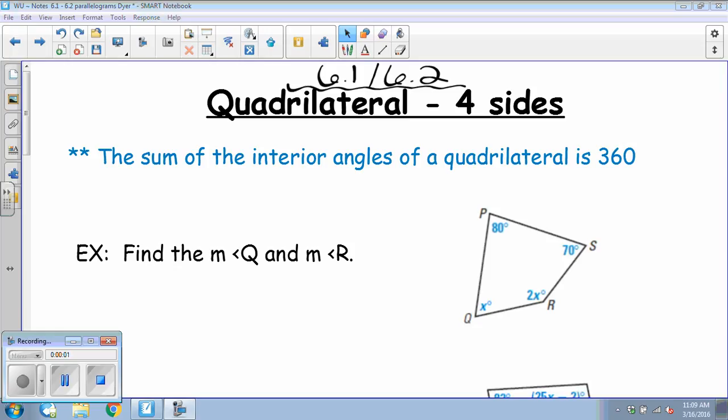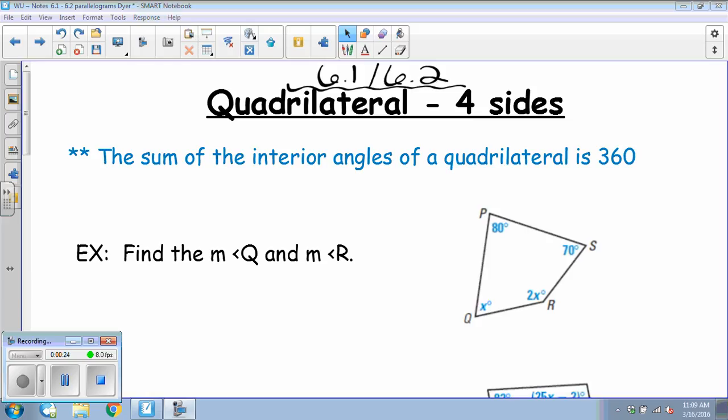A quadrilateral is any four-sided figure. It doesn't matter what it looks like, as long as it's closed. Any four-sided figure is a quadrilateral. If they tell you it's a quadrilateral, the only thing you can assume is that all of the angles add up to 360. Kind of like a circle. All four angles total 360 degrees.